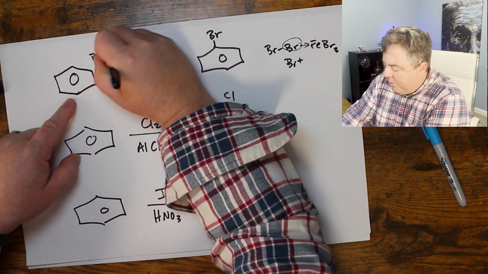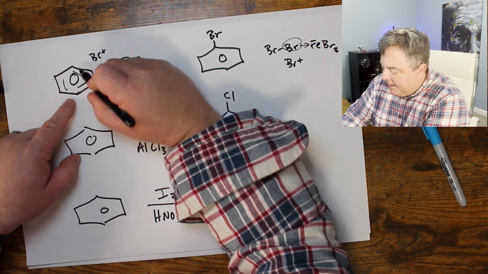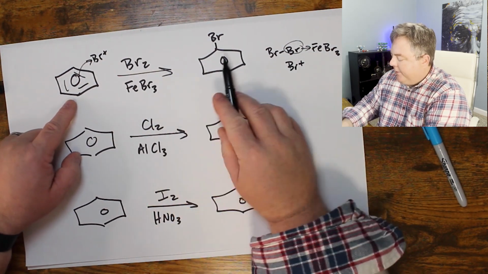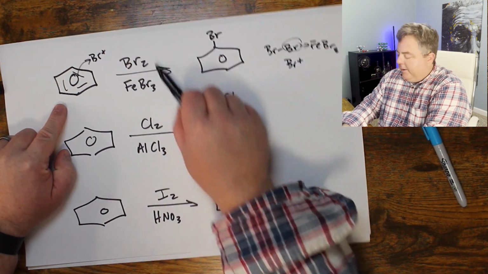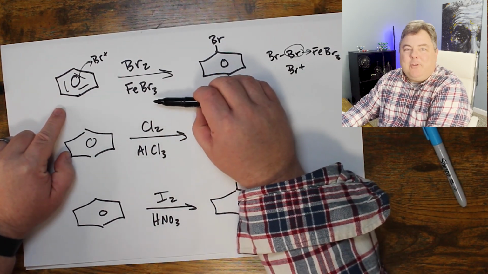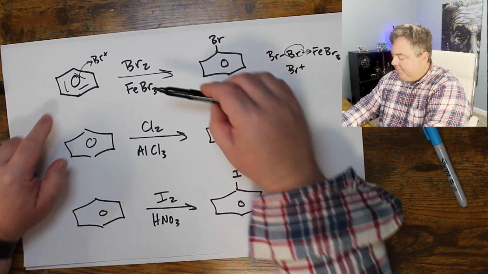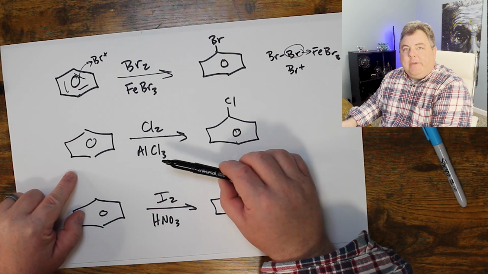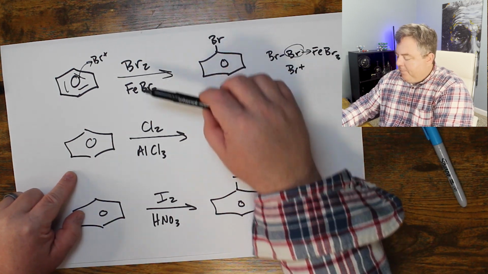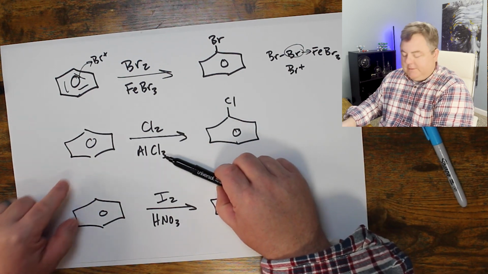And if you have a positive bromine, these double bonds that are in the benzene ring can come react with it to put a bromine on. So Br2 FeBr3 puts a bromine on. It doesn't have to be this Lewis acid, but with Br2, it's common to have FeBr3. To put a chlorine on, it's Cl2, and the Lewis acid is AlCl3. So Br2 FeBr3, Cl2 AlCl3.